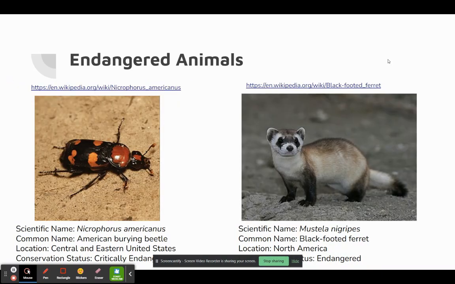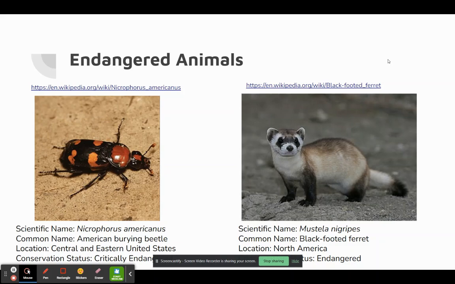Next, some endangered animals. We have the American burying beetle, which is critically endangered. Now, this is mainly due to habitat loss. It doesn't have anywhere to live. It's located in the central and eastern United States, but it's on its way to becoming quickly extinct because it has simply nowhere to live, as these grasslands are one of the most targeted groups for human urbanization.